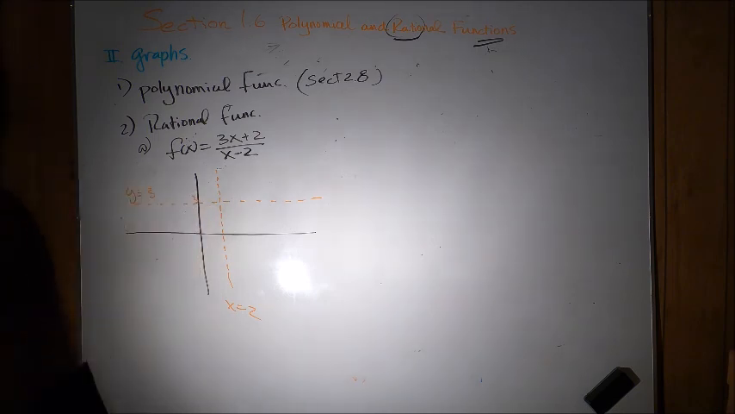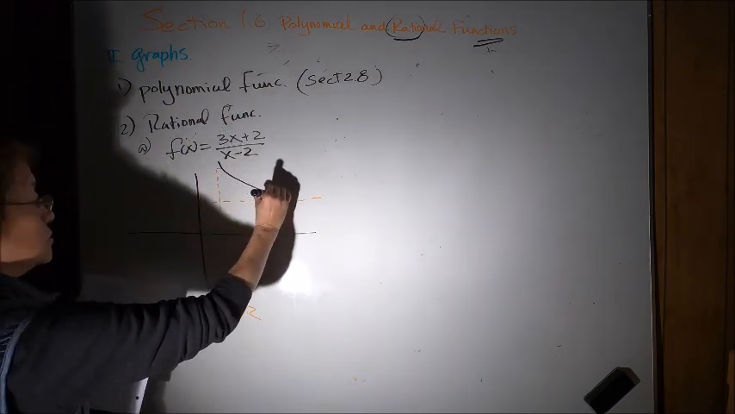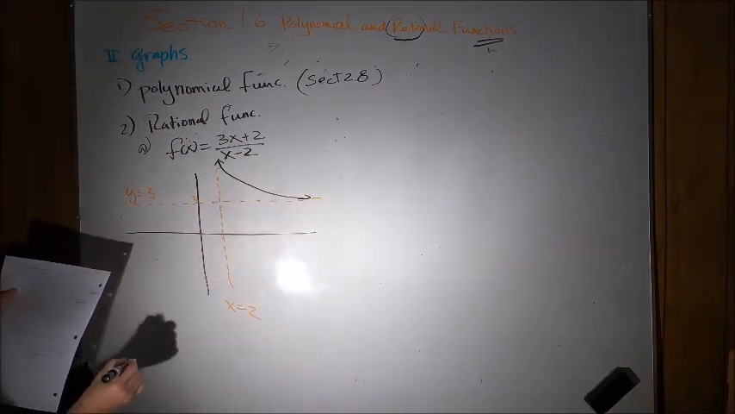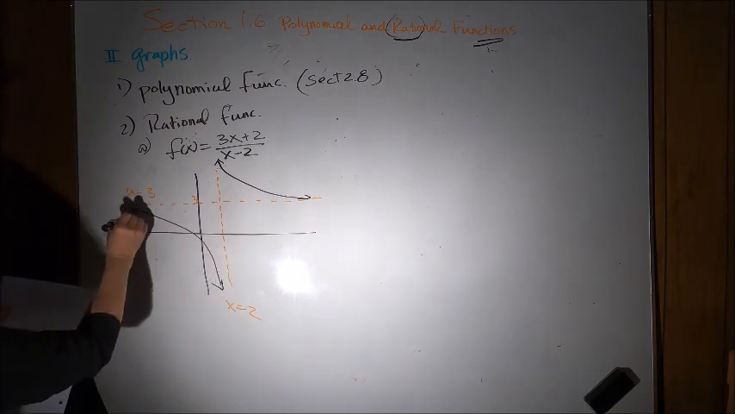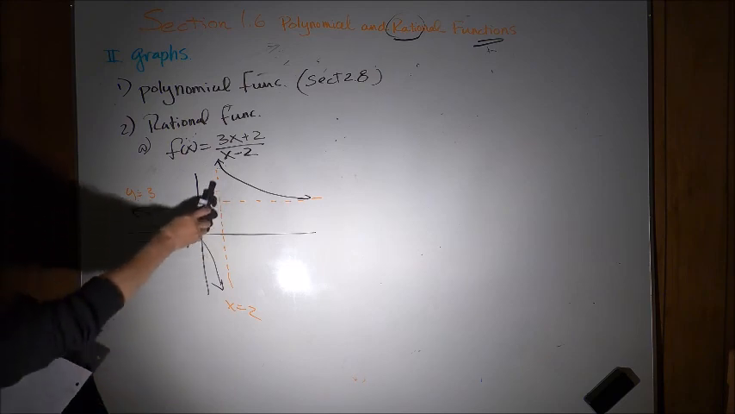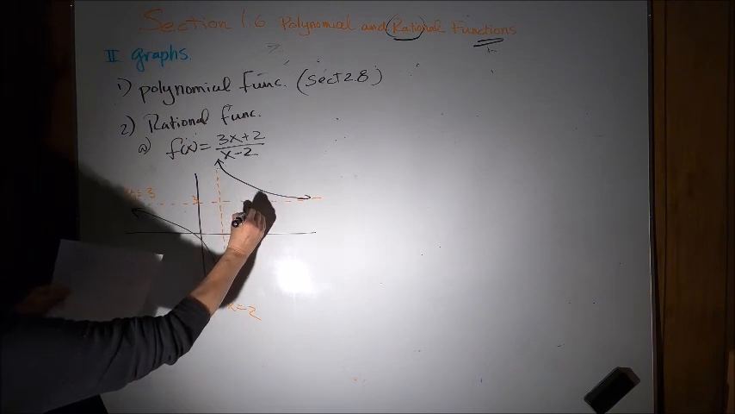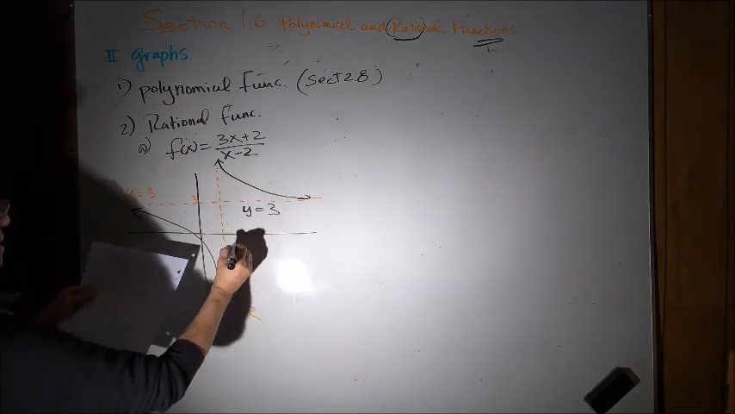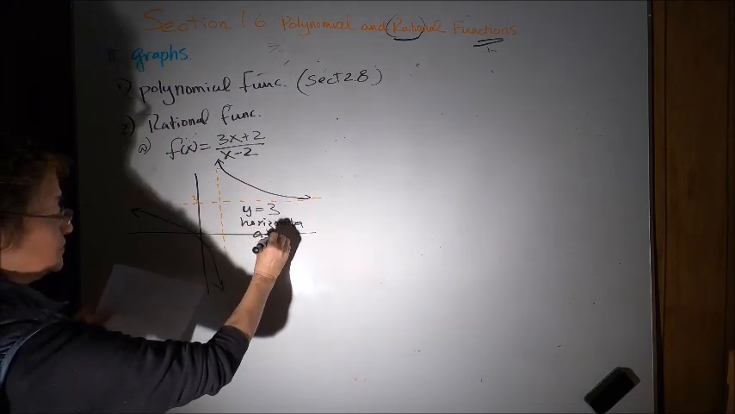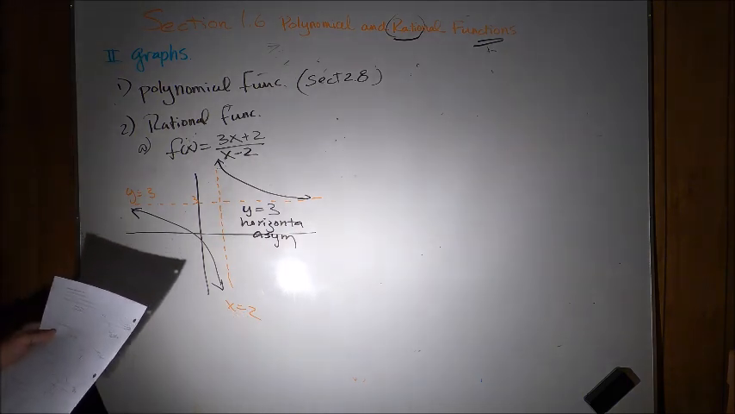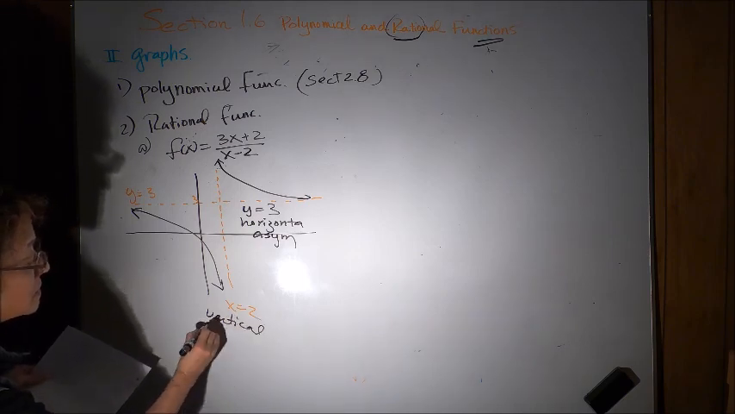Okay, let's see what happened. So the graph, the line actually looks like this, and this one will look like this. That means for this function, y equals 3 will be your horizontal asymptote, right? Then x equals 2 will be your vertical asymptote.